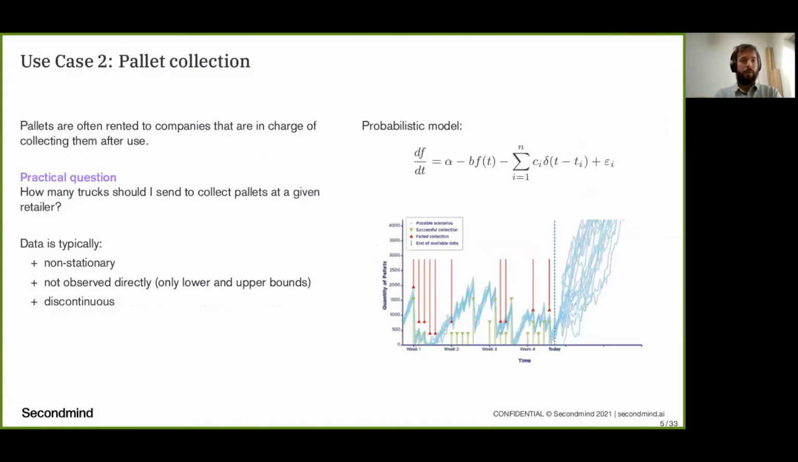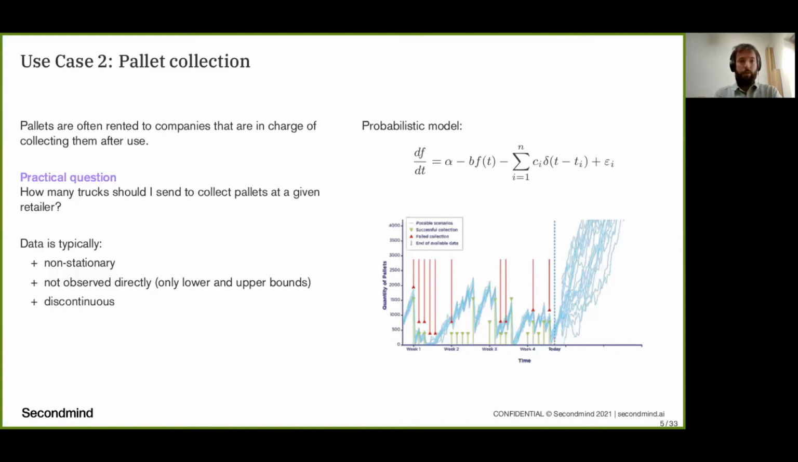Another example is pallet collection. If you produce some goods, and you need pallets in order to transport those goods, a common thing to do is not to buy pallets but to rent pallets from a company. Then you use the pallets to ship your product to some retailers, and the company you've rented the pallets from is going to collect the pallets at the retailer location. So if you're renting pallets, then the practical question you face is how many trucks should you send to collect pallets at, let's say, a Tesco location.